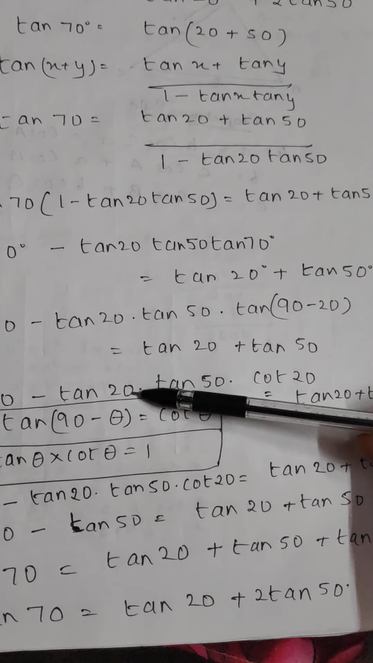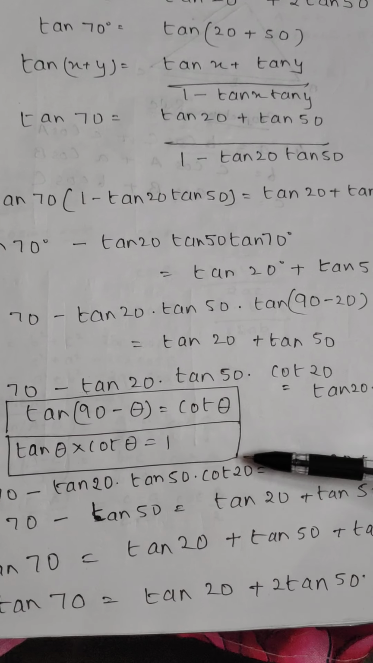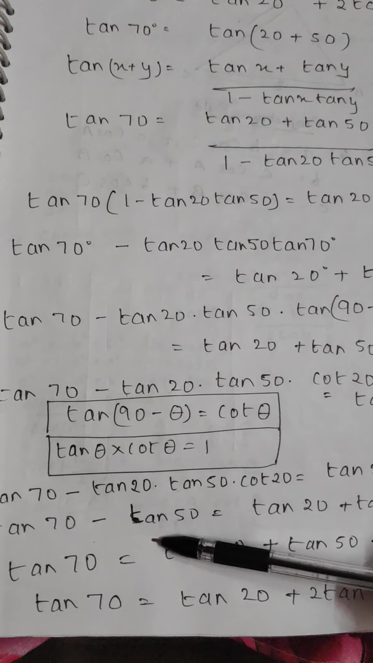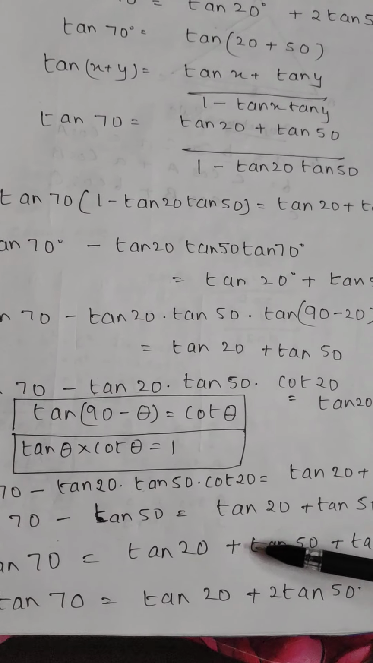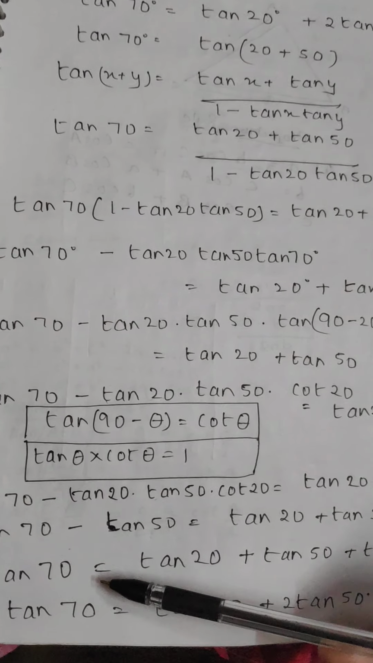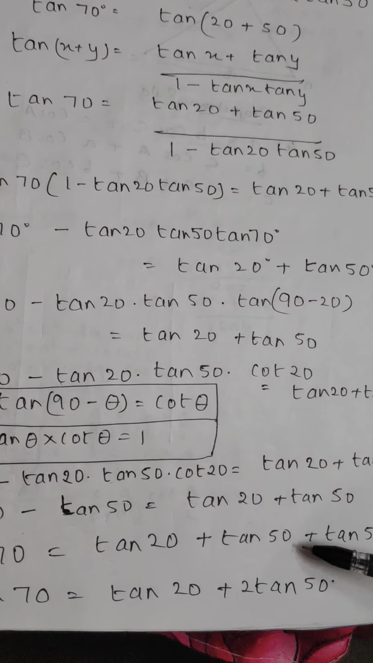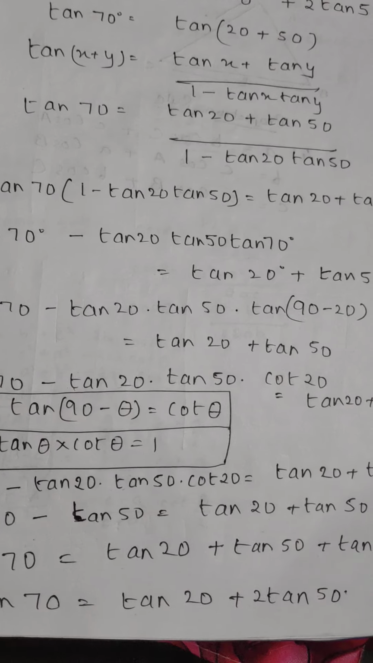Now this tan 20 and cot 20, you can see they are going to cancel out. We will be left with tan 70 minus tan 50 is equal to tan 20 plus tan 50. We transfer minus tan 50 to the right hand side, we get tan 70 is equal to tan 20 plus tan 50 plus tan 50, that is tan 70 is equal to tan 20 plus 2 tan 50.